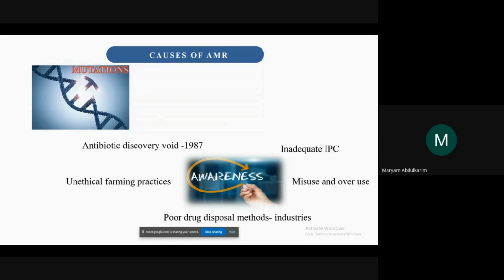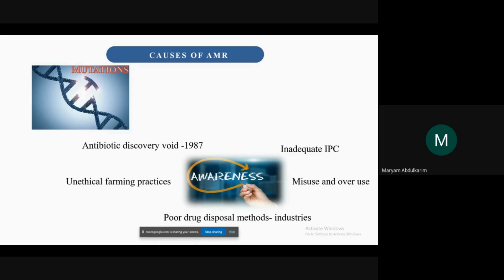It's also a major cause of AMR, and poor drug disposal methods. This can also be due to not only lack of awareness, but I think due to poor regulations as well. It's something that's really lacking in the African space. And poor IPC, that's poor infection prevention control practices. Again, lack of awareness plays a role in this, and it also plays a role in poor regulation as well, especially in low and middle income countries, which unfortunately we are.